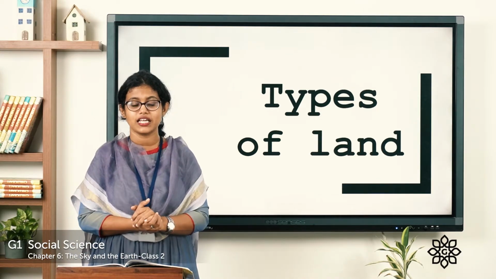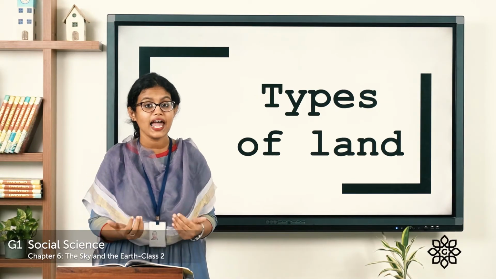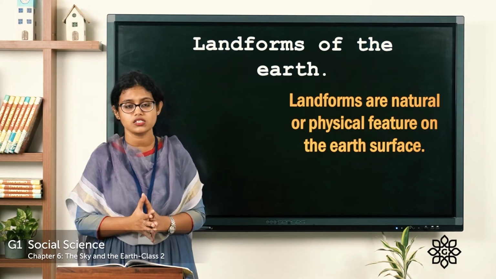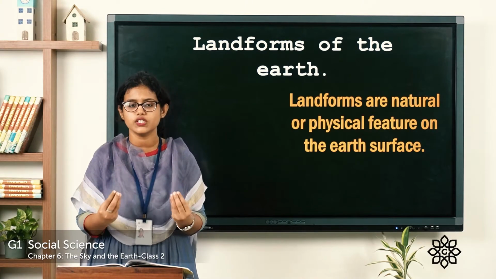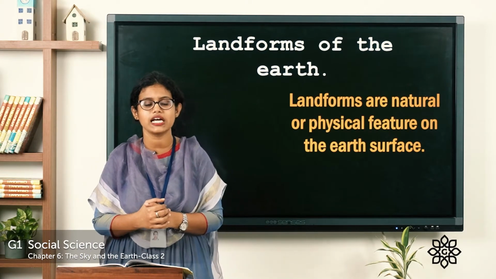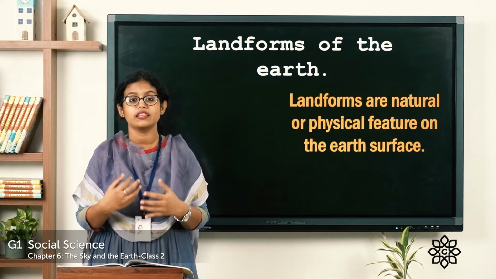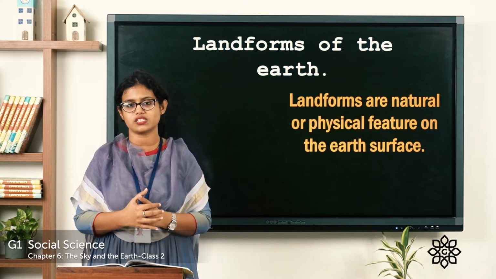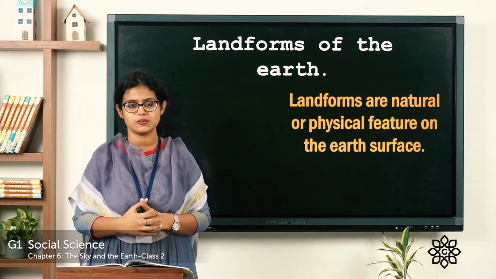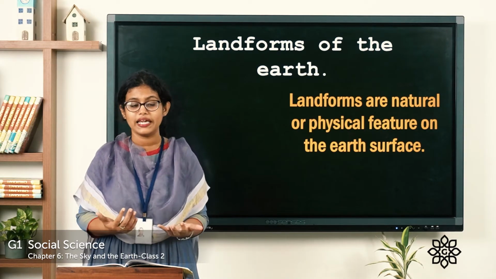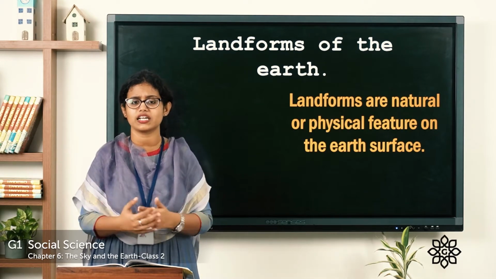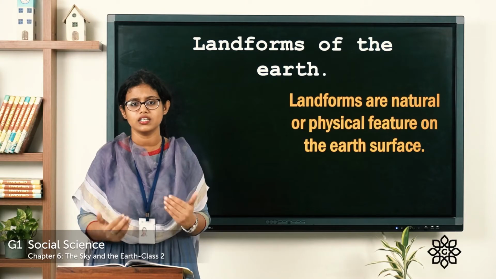You know what is that? That is about the type of land on the earth's surface, or we can say landforms of the earth. So what does landforms mean? Landforms means the natural or physical features on the earth's surface. Like the mountains, plains, valleys, islands, deserts, all these are examples of landforms on the earth.